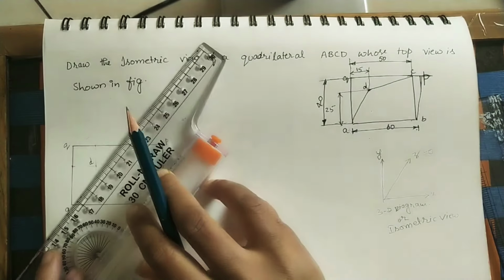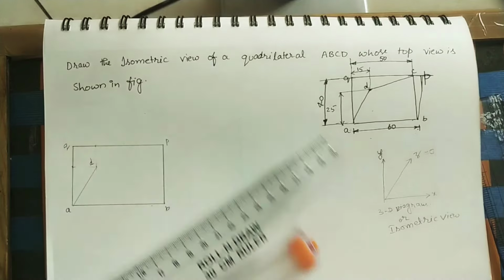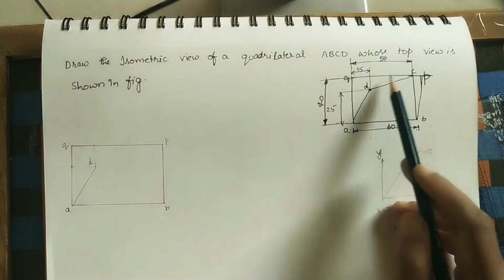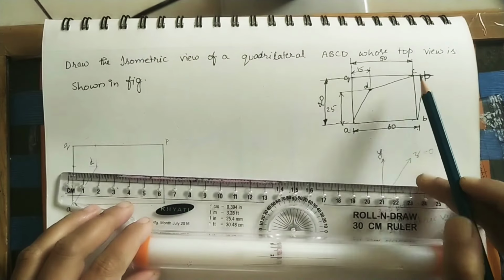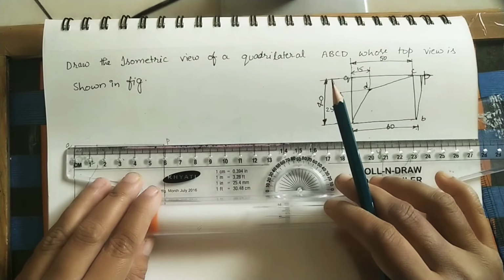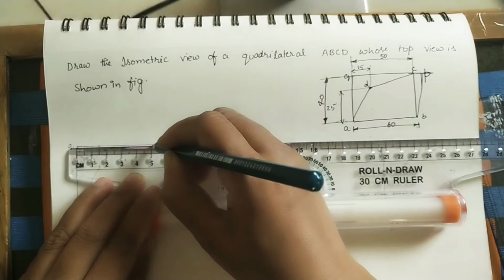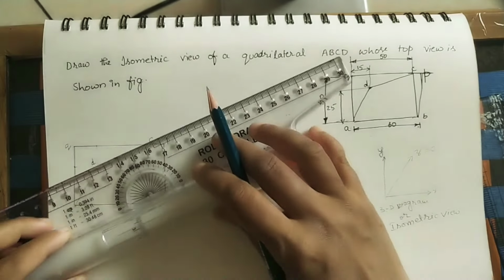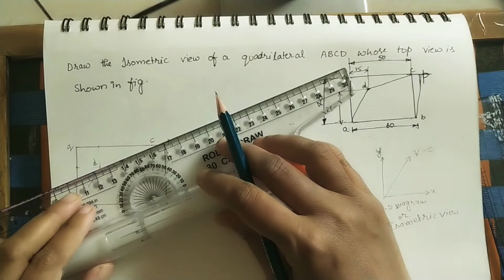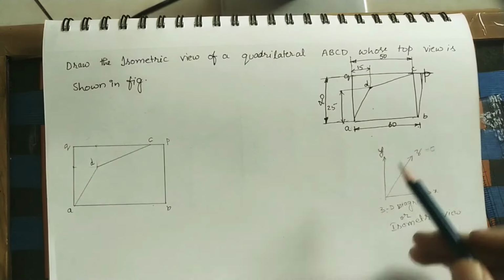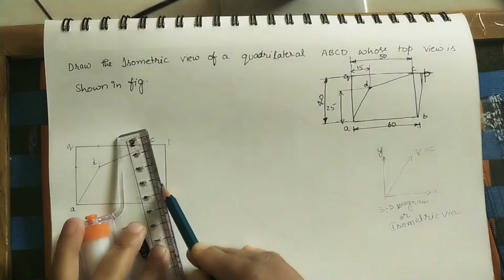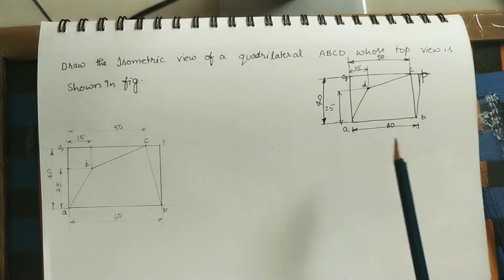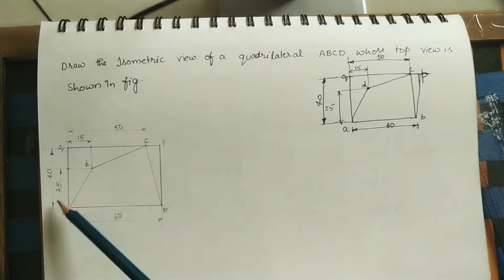Join A and D. And then join D and C. Where is the C point? From Q it is 50 mm. So mark C initially. From Q it is 5 centimeter. So this is the C point. Join D and C. And next join C and B. So this is the given diagram. Mark it with the given dimensions as it is. All dimensions I have marked here also.